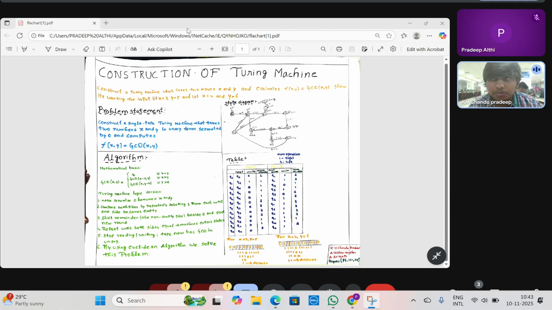Let's take two examples. Example one, x is equal to 3 and y is equal to 5. Input is 11011111. Step one, start reading in Q0, and then we remove one pair, one on each side, and continue subtraction until the smaller side is empty. Then, with the remainder beside the separator, we subtract again. Both are equal, it enters Q11, the final tape is equal to 1, GCD of 3, 5 is 1.